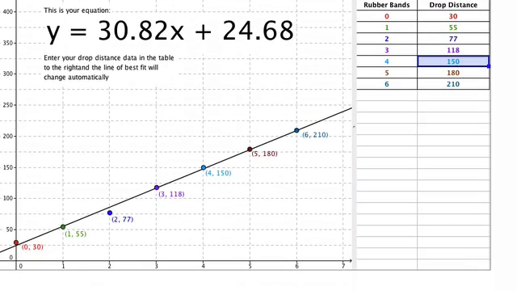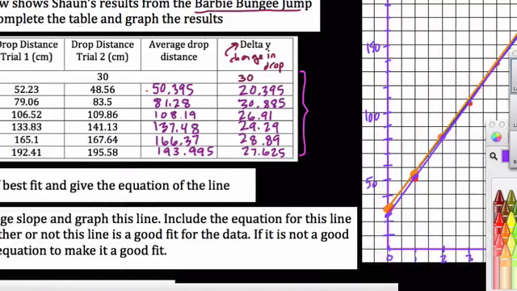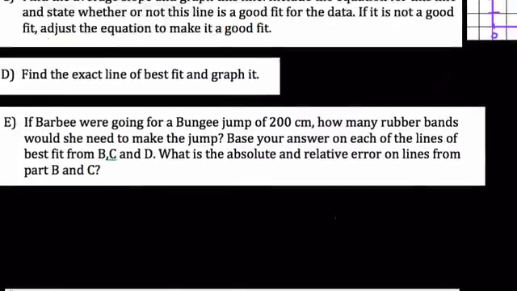Alright, so now the last thing, and we're almost there, believe it or not, is to use these lines of best fit to make some calculations.